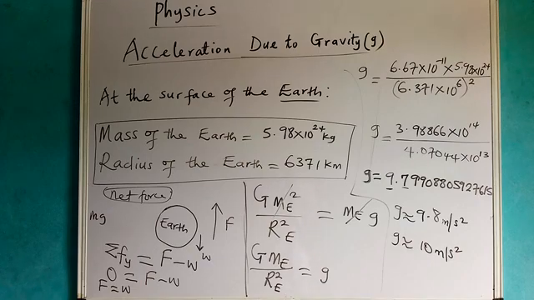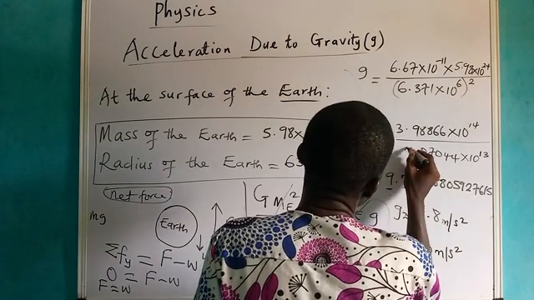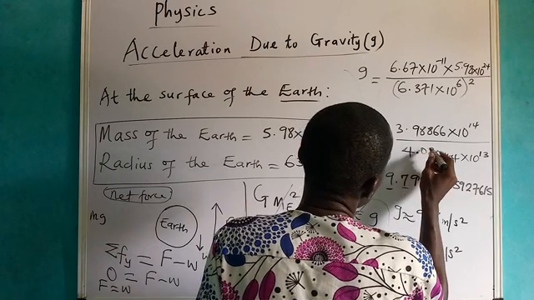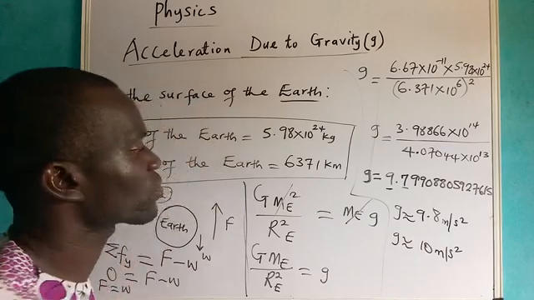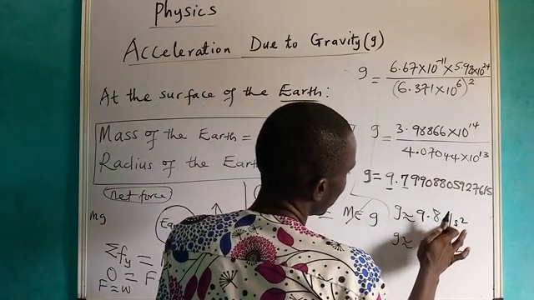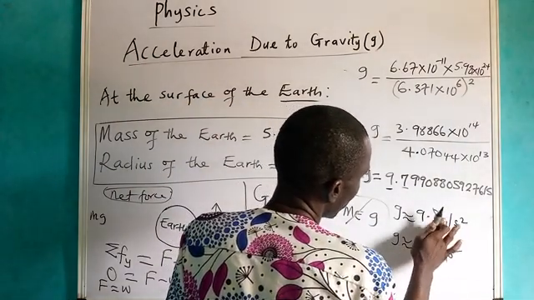When you are multiplying, you simply carry the values, put them at their positions, and multiply. For the radius, you can see it is squared, so I also square it and divide, and you are going to have that value. Just use your calculator. This is how we obtain 9.8 meters per second squared, or approximately 10 meters per second squared.